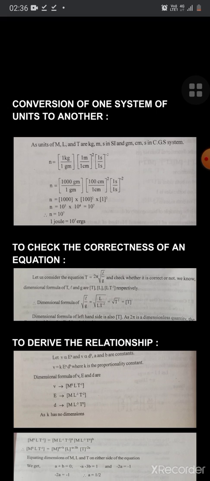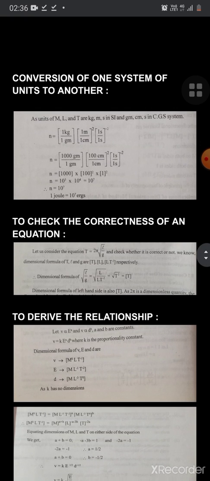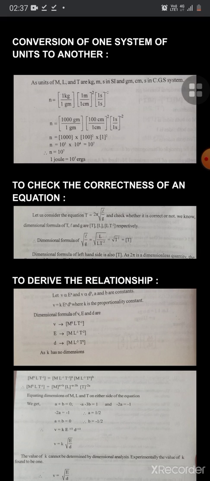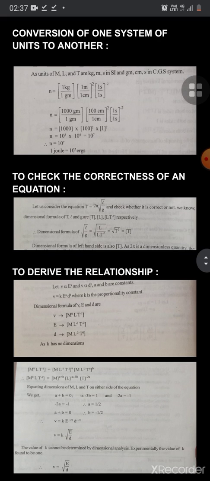Next, conversion of one system of units to another. For example, we have to convert SI units, that is SI unit Newton or SI unit Joule, to CGS units, ergs. For that, we have to write the fundamental physical quantities M, L, T in SI units as well as in CGS units. In SI units, M is kg, L is meter, and T is second. In CGS units, M is gram, L is centimeter, and T is second. By substituting the values, we arrive at the final step, that n is equal to 10 to the power of 7. That is, 1 joule is equal to 10 to the power of 7 ergs.